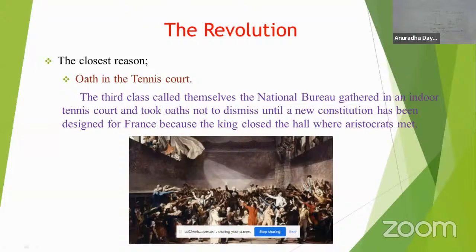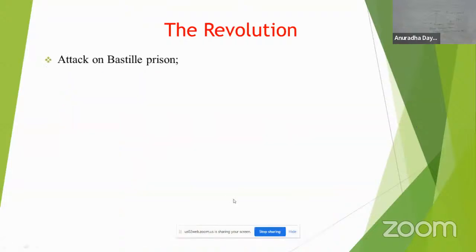So here you can see the indoor tennis court, and they are making the Tennis Court Oath under the leadership of a person known as Mirabeau. He had come from the middle class. So there they started the struggle.